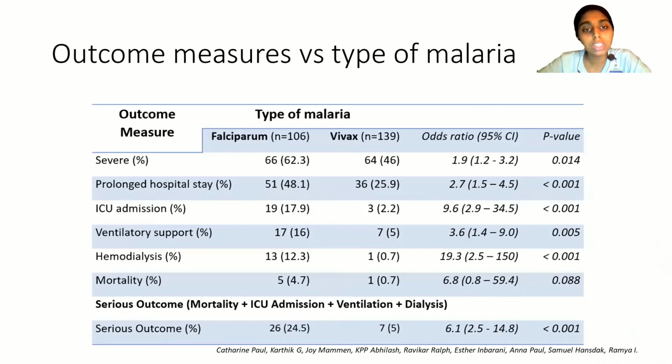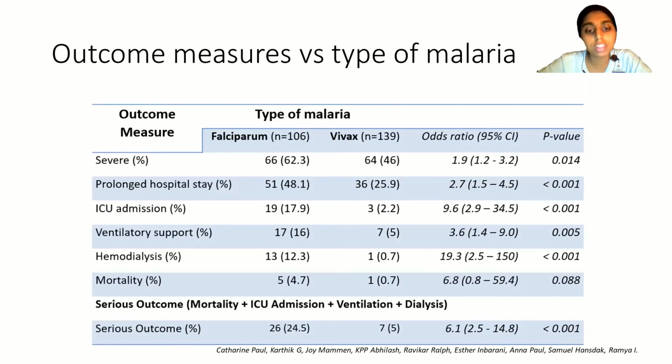Now, comparing outcome measures to the type of malaria, out of all patients who had falciparum malaria, 62.3% of patients had severe disease, and out of all those who had Vivax malaria, 46% of patients had severe disease. Prolonged hospital stay, ICU admission, ventilatory support, and need for hemodialysis were all more common among those with falciparum malaria, and this was all found to be statistically significant.